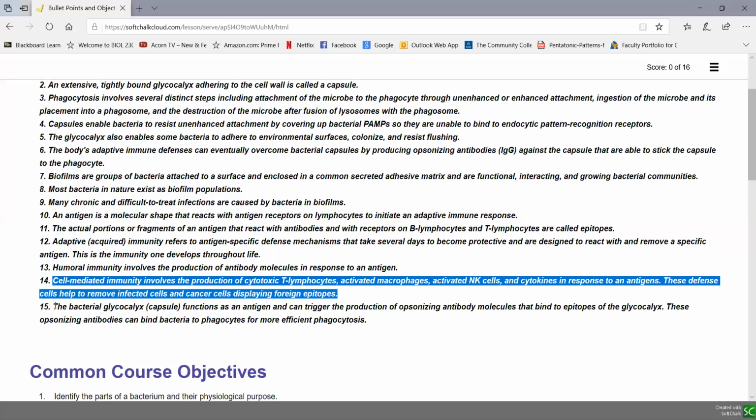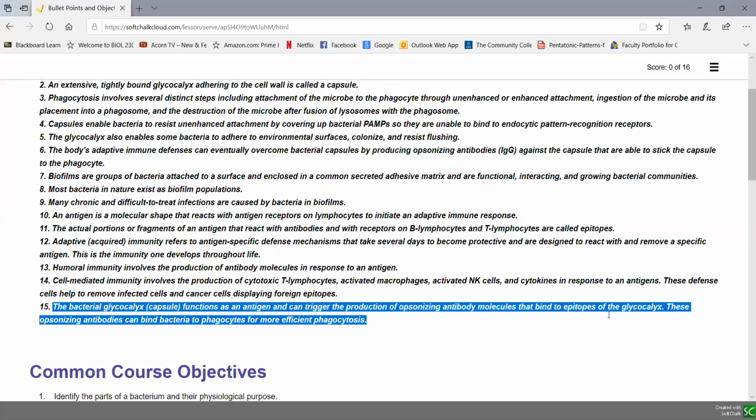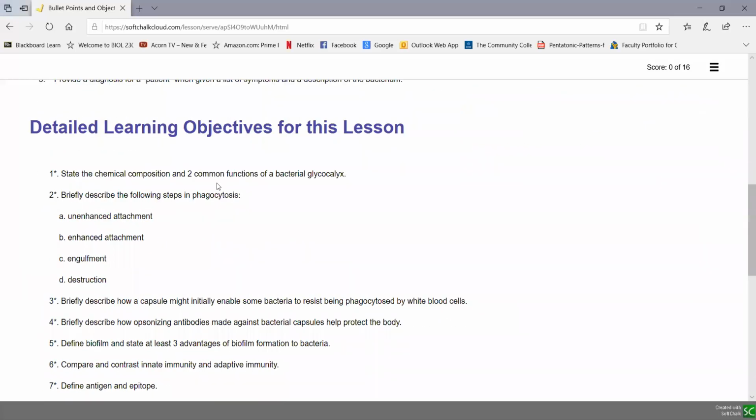And finally, the bacterial glycocalyx or capsule functions as an antigen and can trigger the production of opsonizing antibodies that bind to epitopes on the glycocalyx. These opsonizing antibodies can bind bacteria to phagocytes for more efficient phagocytosis. So those are our bullet points, and let's look at our detailed learning objectives for this SoftChalk lesson.